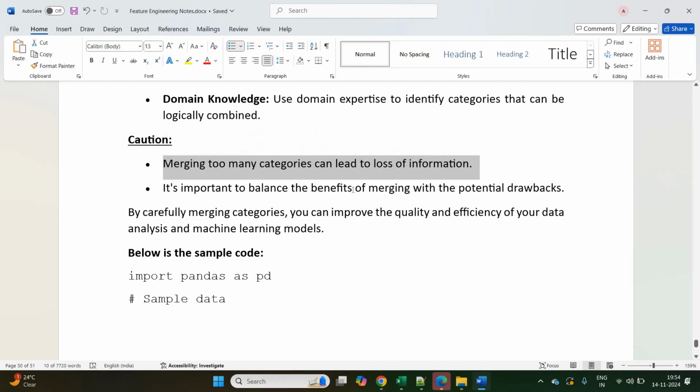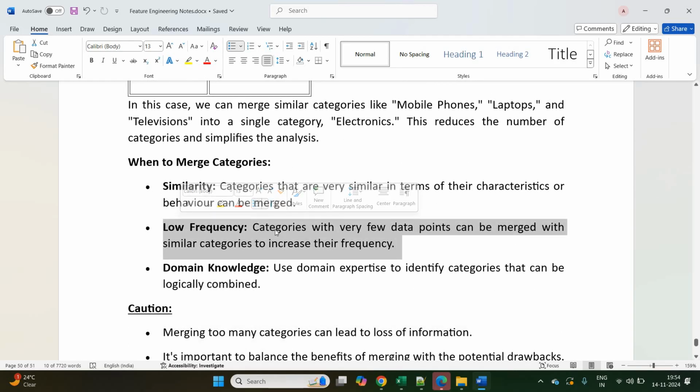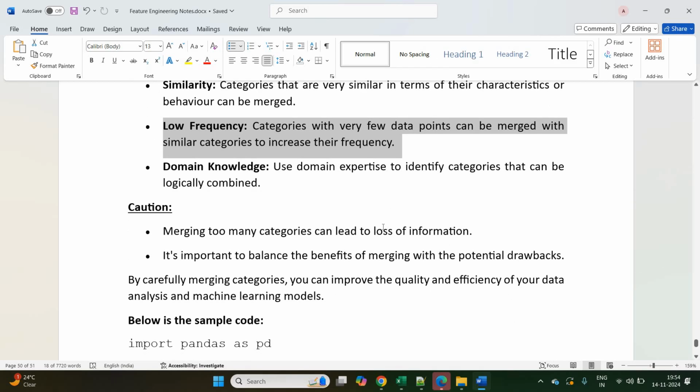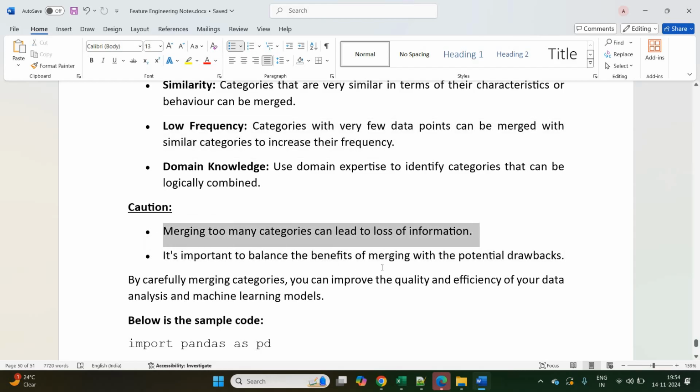So if you have very few data points, then it is okay. But if there are many data points, and the low frequency case is not there for any of the categories, then you should avoid this, because that may result in the loss of information. It's important to balance the benefits of merging with the potential drawbacks. Here you go. This is the only thing that you need to remember.